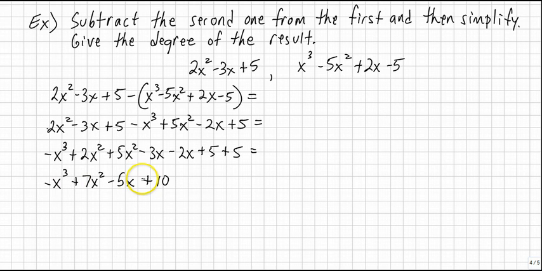So this would be a simplified polynomial because there are no similar terms, and I go x to the third, x squared, x to the first, and then degree 0. There's no x in the last one. And we need to give the degree of that polynomial. So that polynomial would be degree 3 because it's the biggest degree of any of its terms. So it'd be degree 3.